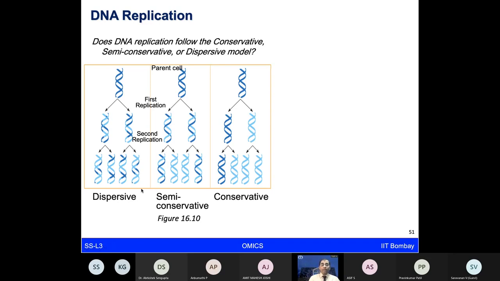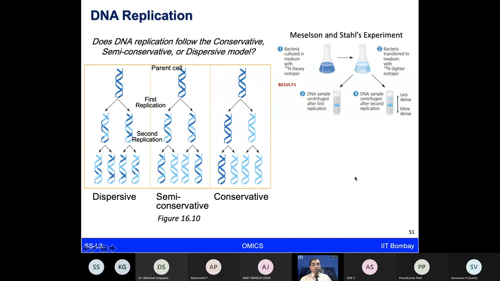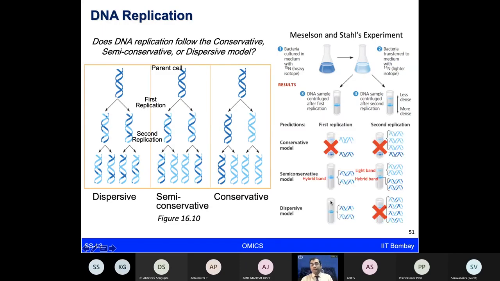Likewise, you can look at the dispersive model, which does not follow this pattern, where they are all randomly dispersed, or the conservative model, where you can have one DNA which still looks the same, the dark blue one, in all the subsequent replicates, but the other molecules are appearing. These are the possibilities. Given the short time I have, we will briefly take one experiment which proved that DNA replication happens in this manner, known as semi-conservative replication.